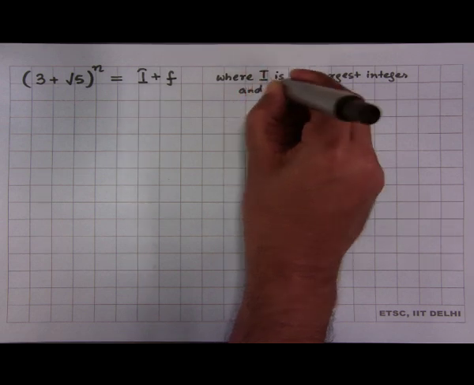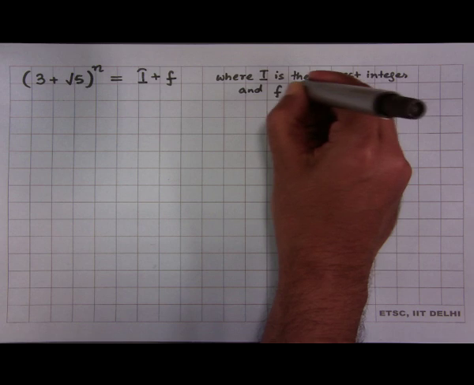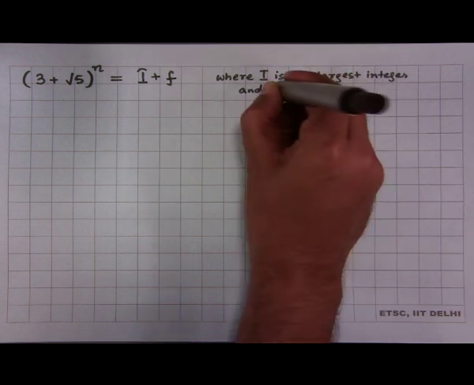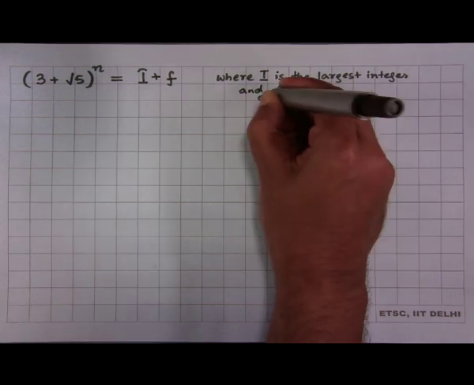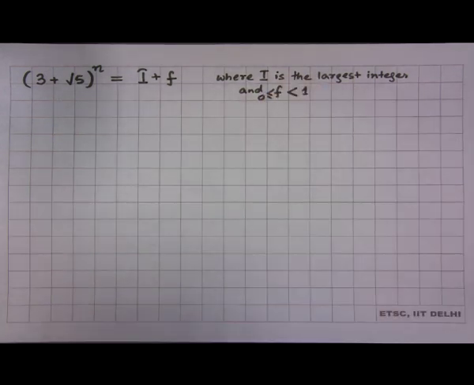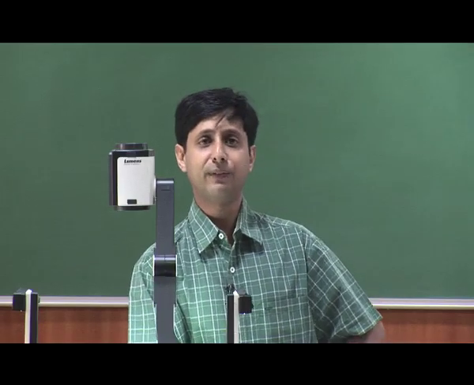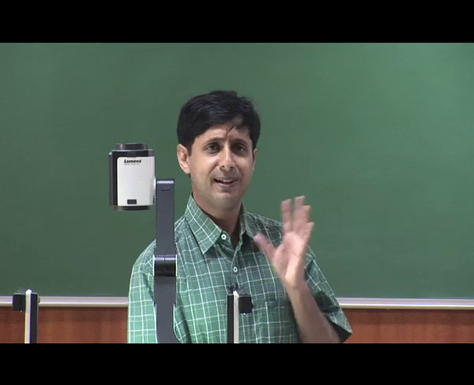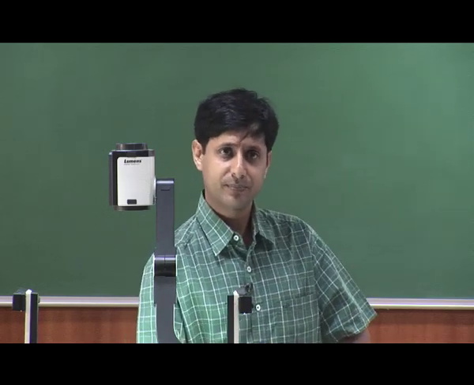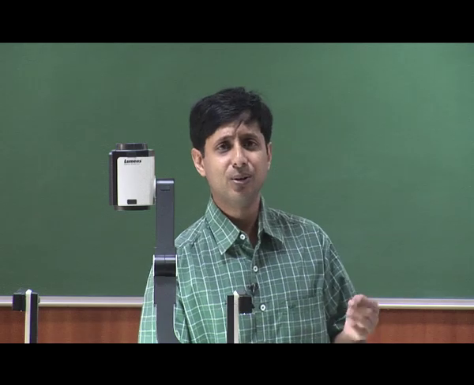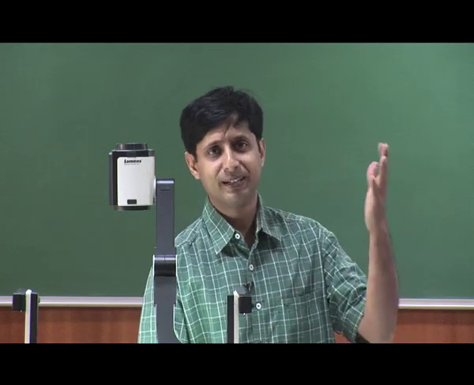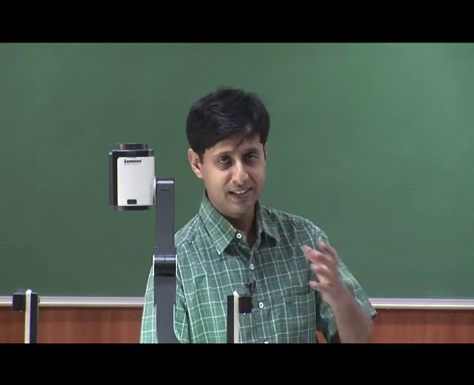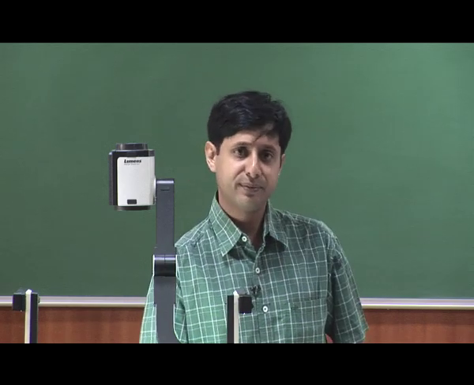and f is less than 1, greater than 0, right, f is between 0 and 1. So, I is the integer part of (3 plus root 5) whole power n, and f is the fractional part, some part which is less than 1. So, (3 plus root 5) whole power n, I do not know what that answer is, maybe that answer is 201.75. So, I is 201 and f is 0.75. This is the idea.